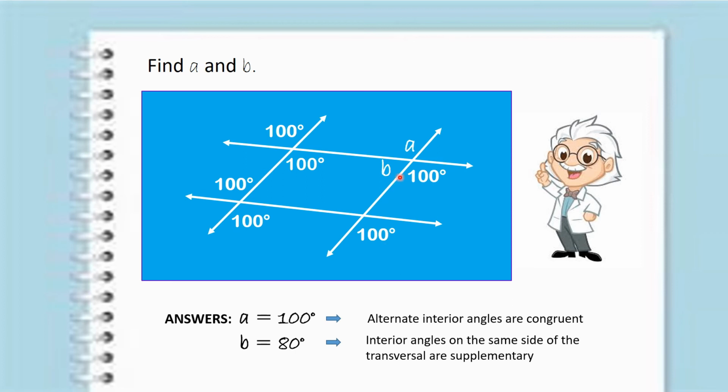This one, they are corresponding angles too. If you remember B here, B is 80 degrees. And you know that B and this angle are a linear pair. So 100 plus 80 degrees is 180 degrees. This angle here is also 100 degrees since they are alternate interior angles, or we're going to look at this angle here, they are vertical angles.